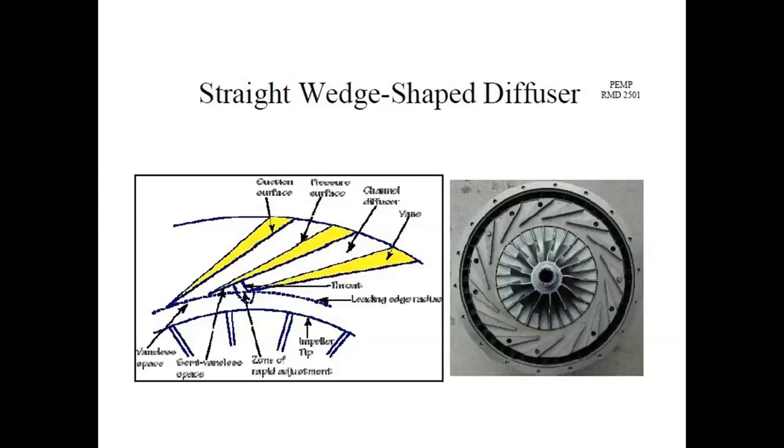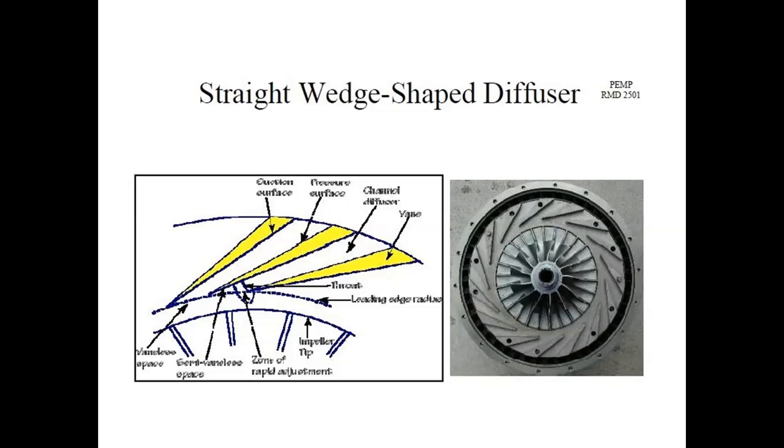After that, straight wedge shaped diffuser. In the diagram, we can see a straight wedge shaped diffuser. See here, the shape of the diffuser is like a straight wedge.